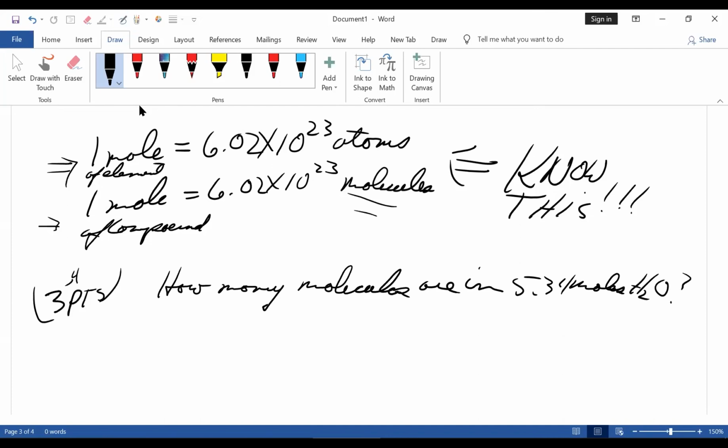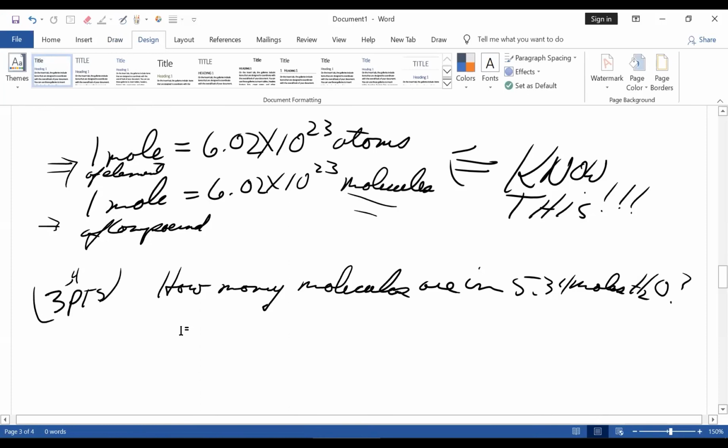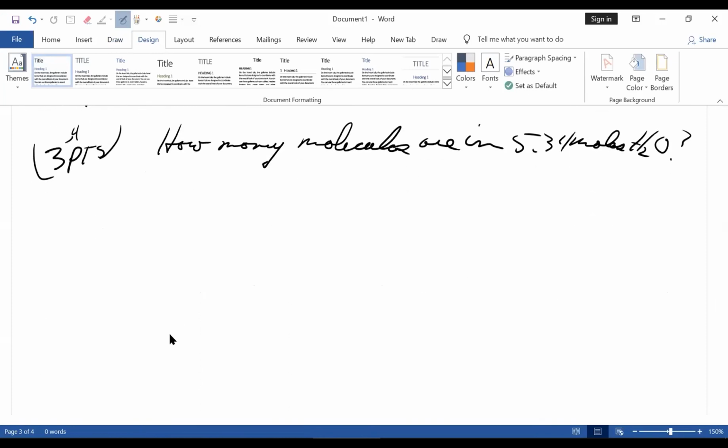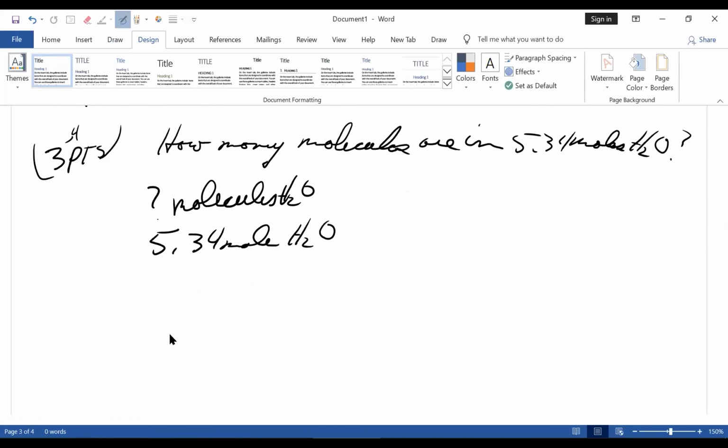And the question is, how many molecules are in 5.34 moles of water? So what are we being asked to find? We're asked to find how many molecules of water. What are we given? We're given this number, how many moles of water.